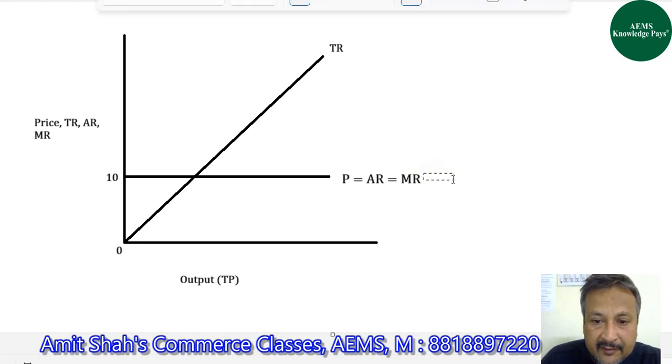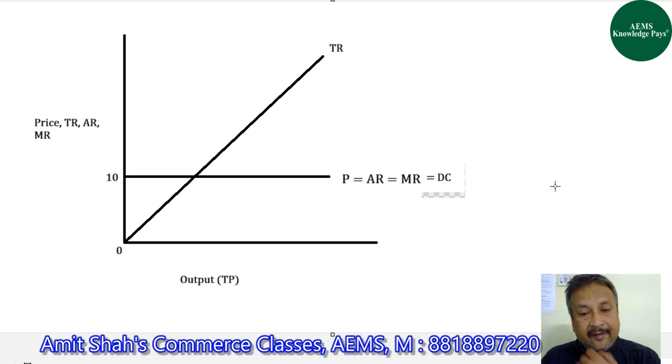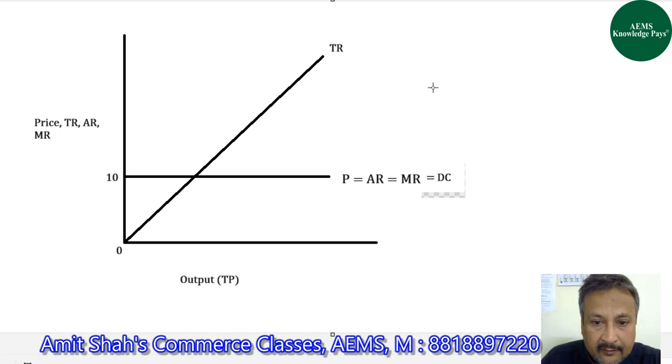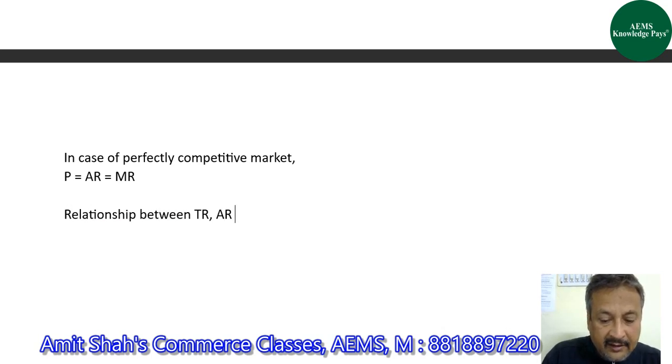And this is also demand curve, guys. The straight line parallel to x-axis actually is demand curve. You know that demand in case of perfectly competitive market is how? It is perfectly elastic. And when demand is perfectly elastic, demand curve is parallel to x-axis. DC is demand curve. Relationship between TR, AR and MR in perfectly competitive market.